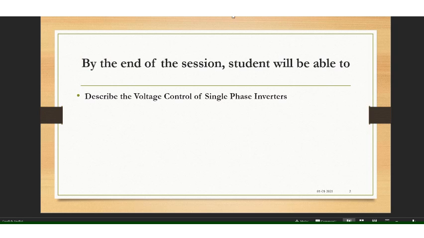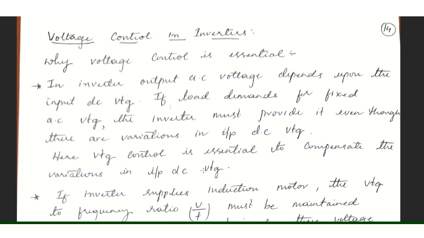In this session we will be discussing voltage control of single phase inverters. So, voltage control, why is it required? In industrial applications, the control of the output voltage of inverters, we know that inverters are those which convert fixed DC to variable AC output voltage, right?